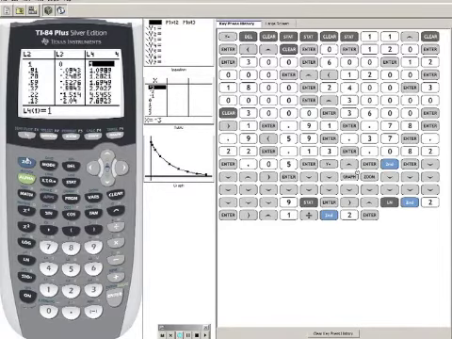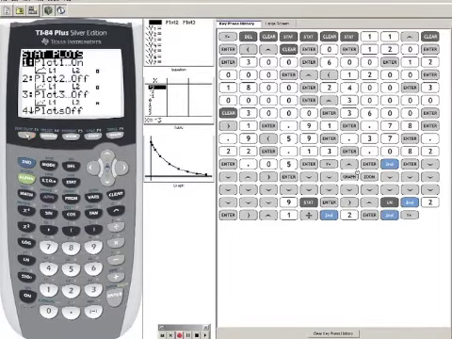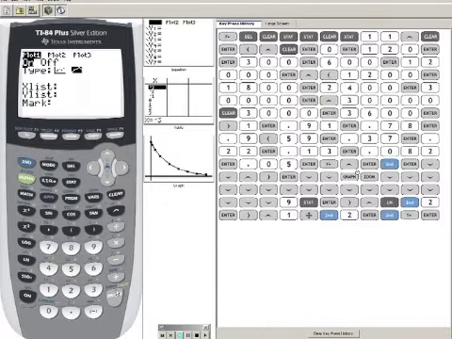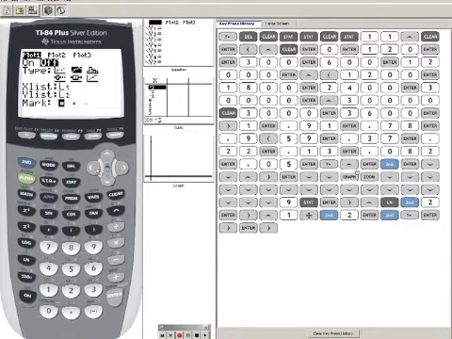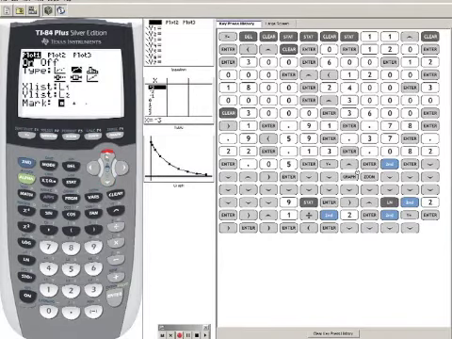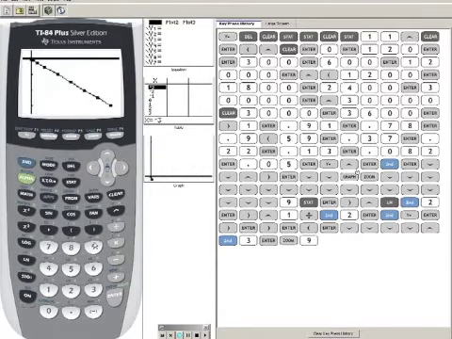And now we're going to graph those. So again, second y equals. We can go ahead and use that plot 1 again. Just change the list. We still want time on the X, but we're going to change Y to ln of concentration. So we need to arrow over, and we need to put our second 3. Again, zoom 9. And that looks pretty straight.